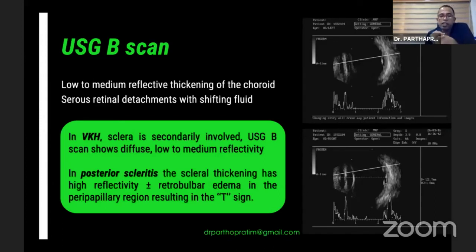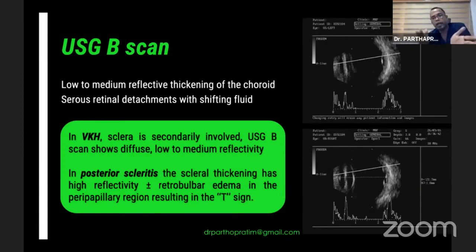So what all investigation we did? We did ultrasound B scan, which showed low to medium reflective thickening of the choroid. And here is a clue I would like to share with you, on how to differentiate the VKH and posterior scleritis in ultrasound. Though it is very difficult in ultrasound, you have to remember that in VKH the sclera is secondarily involved, whereas in posterior scleritis, it is the primary structure to be involved. So that's why the sclera has a high reflectivity.